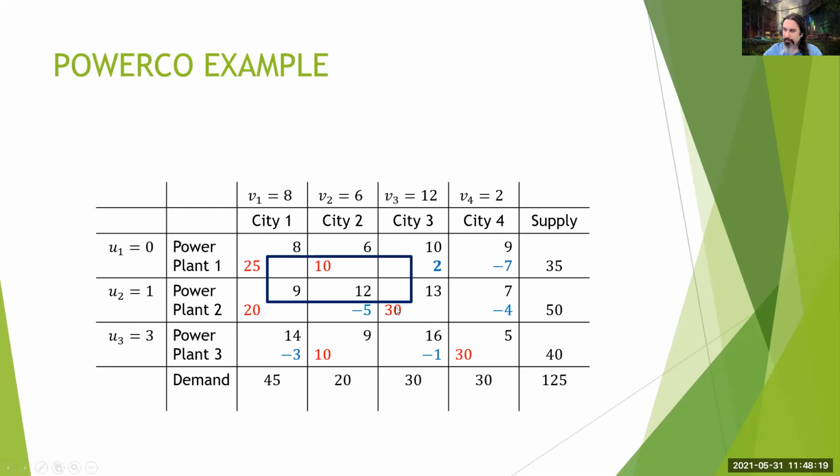As you can see over here, this is the loop now. And from this loop, I will just add theta, minus theta, minus theta, and theta. And as you can see over here, 25 and 30, well, 25 is smaller. So theta will have a value of 25. And this is my current solution. And these are the U and V values for that one.